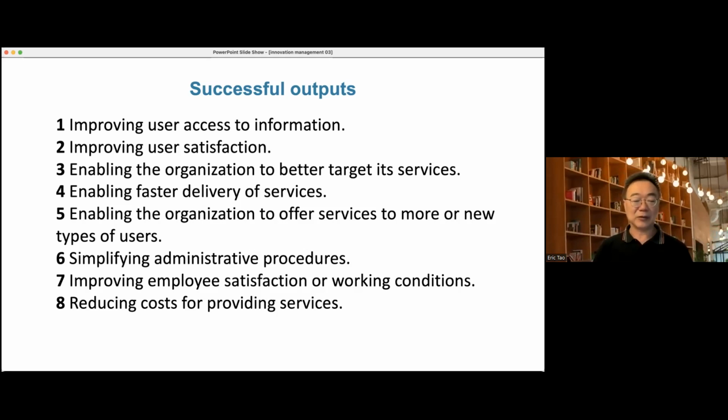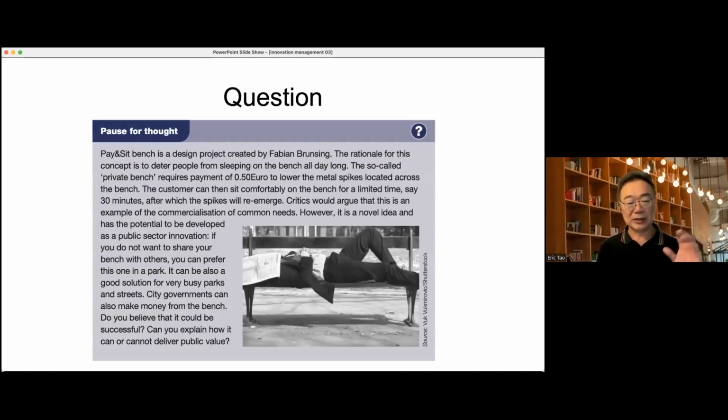Okay, and of course internally you want the government innovation to improve government employee satisfaction, and overall cost of the service could be reduced. So these are the goals of public sector innovation. Public sector innovation, of course, creates as much controversy as the private one. Take a look, we have many places with a similar problem.